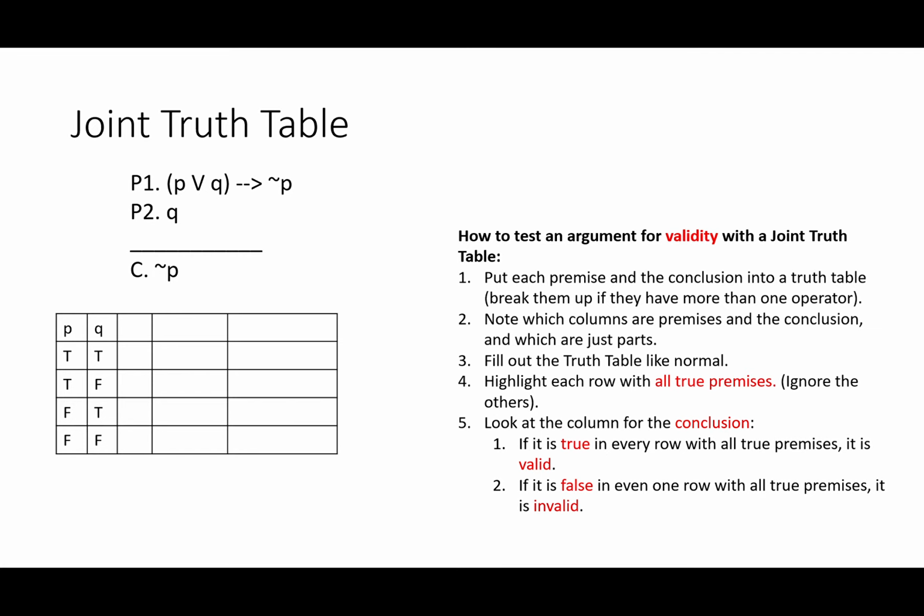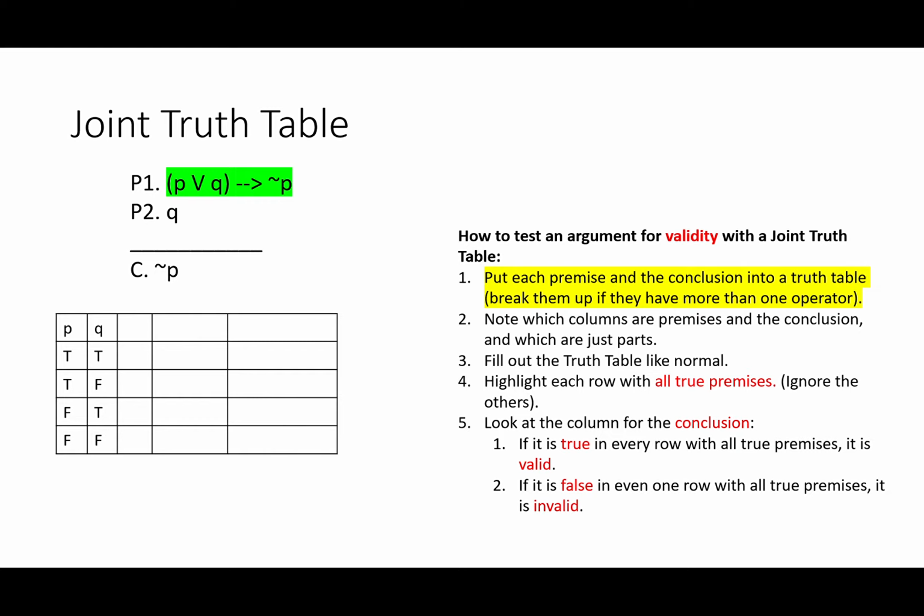So let's put these steps to use in a really simple truth table. Well, simple for a joint truth table. Step 1, put the premise and conclusion into the truth table. Break them up if they have more than one operator.